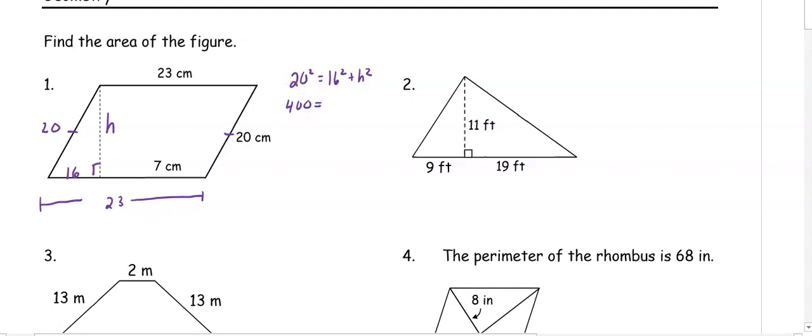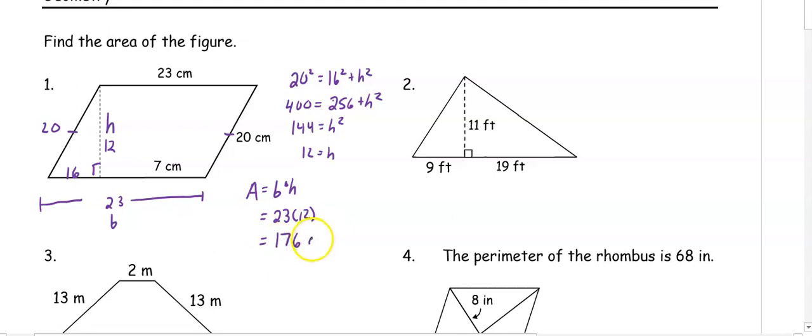20 squared equals 16 squared plus h squared. 400 is equal to 256 plus h squared. We can subtract and get 144 equals h squared, so h is 12 when we take the square root. So we have a height of 12, we have a base of 23. The area of a parallelogram is base times height. So we have 23 times 12, which will get us an area of 176 centimeters squared.